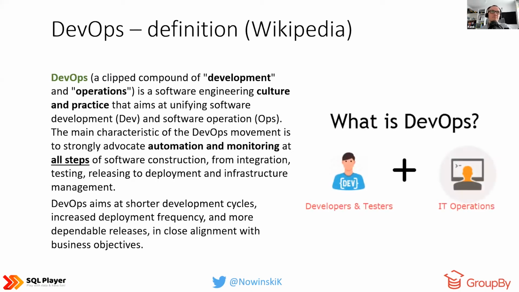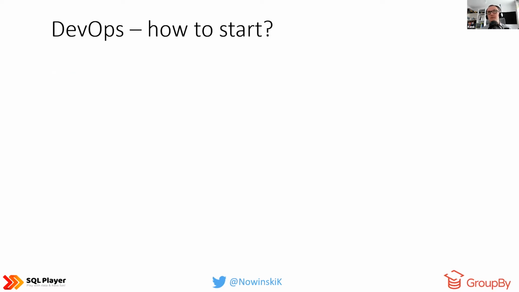Basically, it's a combination of culture, people, automation, and tools. I added one extra. So this is DevOps. It should help us achieve automation and monitoring in terms of software development and deployment, in terms of infrastructure and application areas, in the whole deployment cycle.